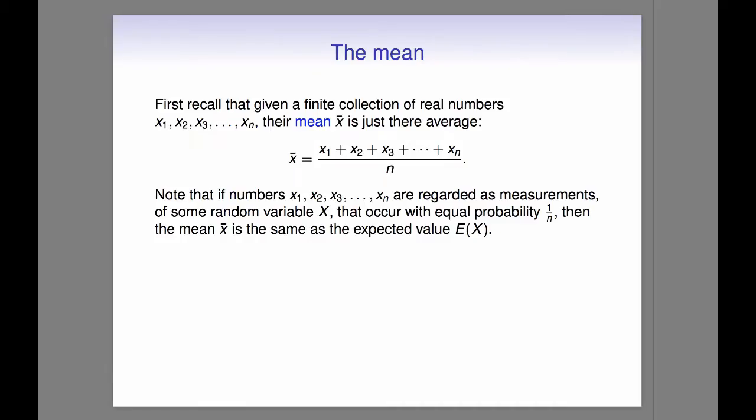First of all, let me recall the notion of the mean. If you've got a collection of real numbers, the mean is simply obtained by adding them up and dividing by their number. Assuming here we've just got a finite number of real numbers. Now, this is a standard formula you've all seen from high school, and notice that if each of the numbers is regarded as occurring with equal probability 1 on n, then the mean is just the expected value.